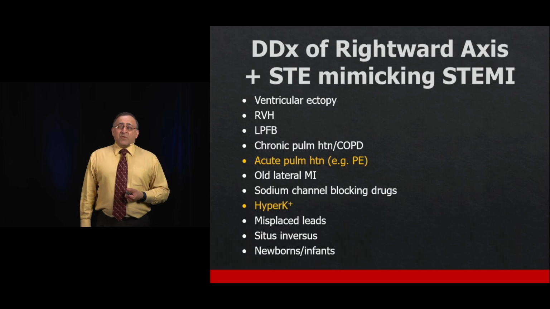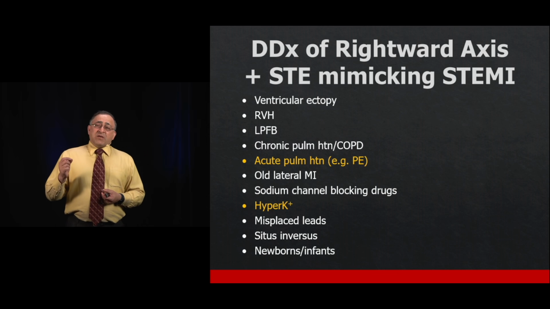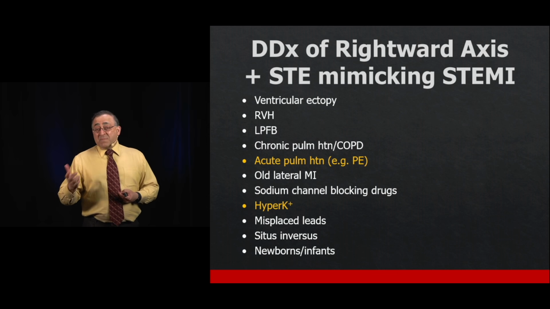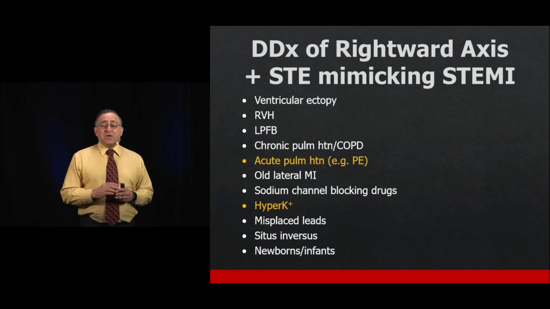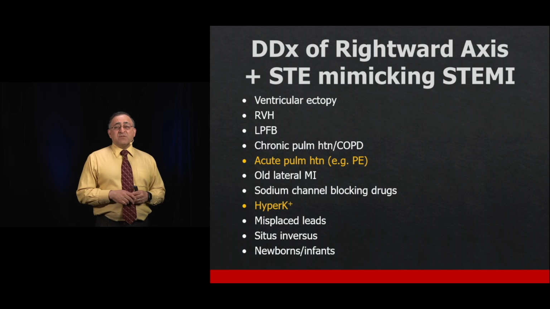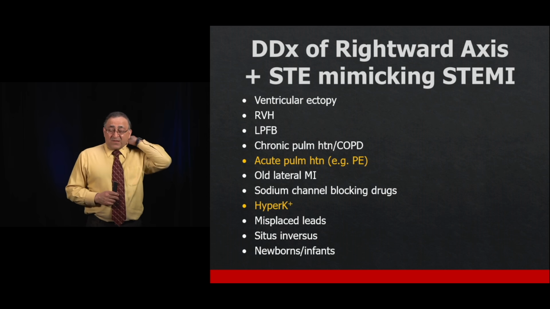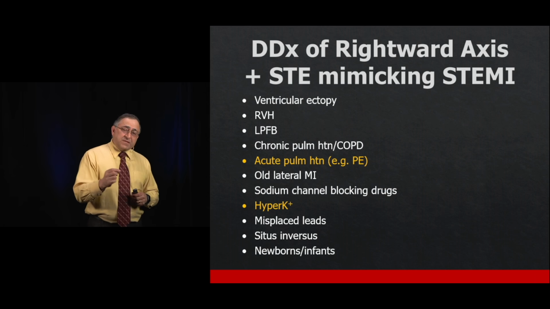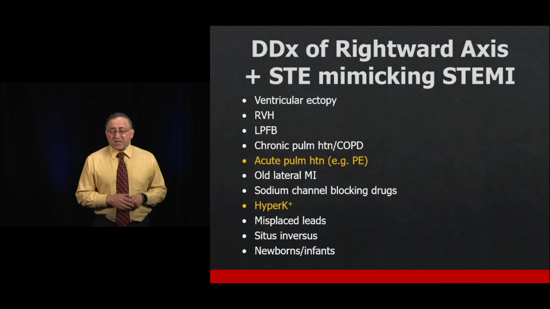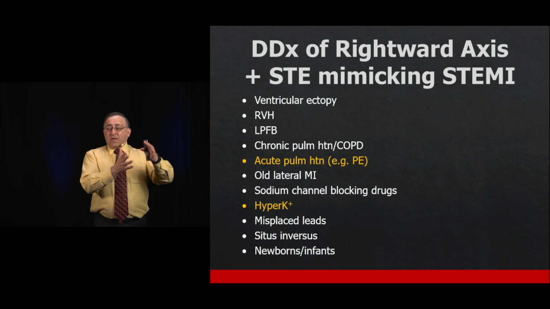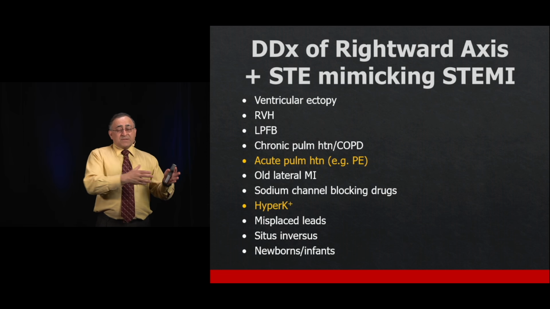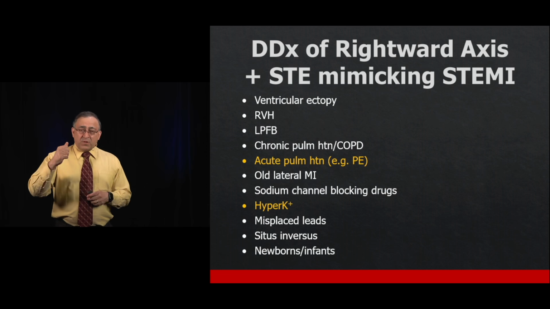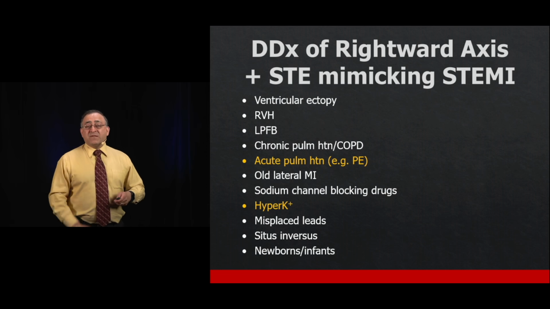All right? So again, ST elevation that can mimic STEMI from PE and hyperkalemia. Usually with these two conditions, you get ST elevation in association with a rightward axis. And with both of these conditions, you usually get ST elevation in V1, V2, AVR, and often you'll get a rightward axis as well, all right? So how do you tell the difference between these two? Look at the history and look for peaked T waves.